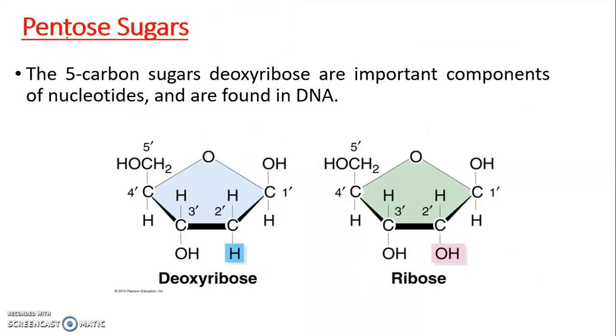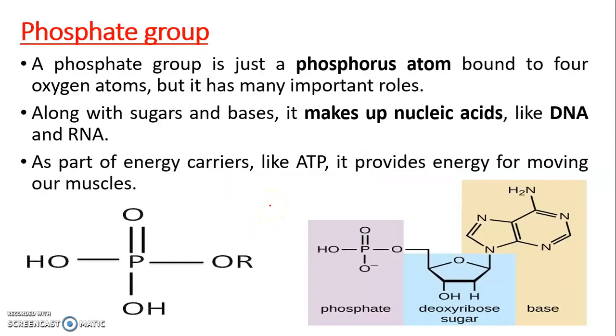Second is the pentose sugar. Pentose means a five-membered structure of the sugar molecule. It's called the pentose sugar: 1, 2, 3, 4, and 5 member structure. There are two types of sugar moiety. First is the deoxyribose sugar moiety and the other is the ribose sugar moiety. The deoxyribose sugar moiety is specific to DNA, and the ribose sugar moiety is specific to RNA.